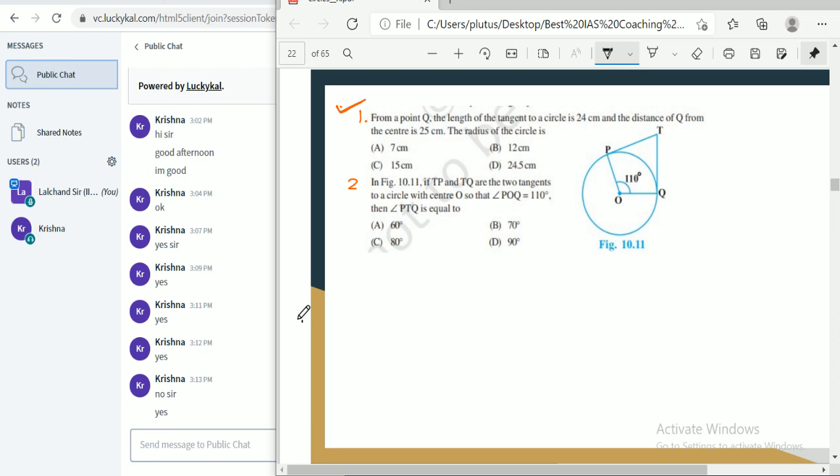Okay. So let us make the diagram. Let's suppose this is a circle. So from a point Q, we have a point Q. The length of the tangent to the circle is 24 units. So let's suppose this is point Q. From this point, the length of the tangent to this circle, let's suppose this point is A. This tangent length is 24 centimeters, that is given to us.